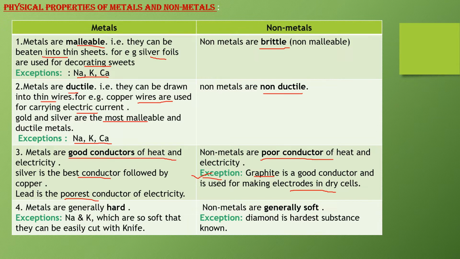Now the next property is metals are generally hard. Exceptions here are sodium and potassium. They are so soft that they can be easily cut with a knife. This is again a very important property. Now non-metals are generally soft. Again exception. Diamond is the hardest substance known. It is also an allotropic form of carbon and it is the hardest substance. So it is again a very important point.